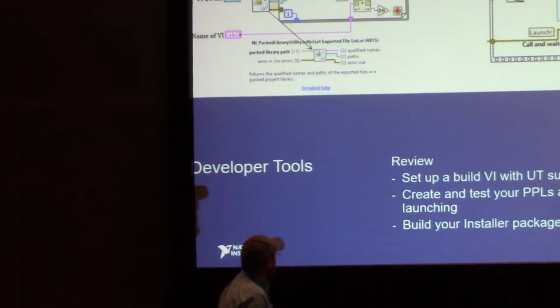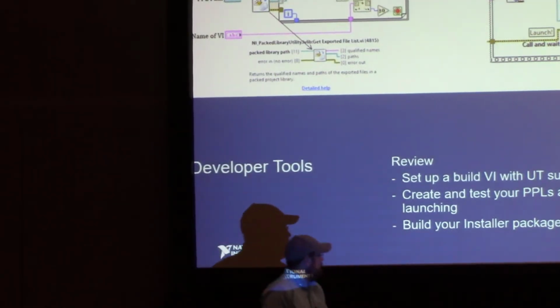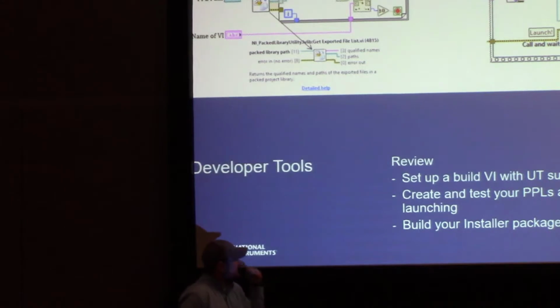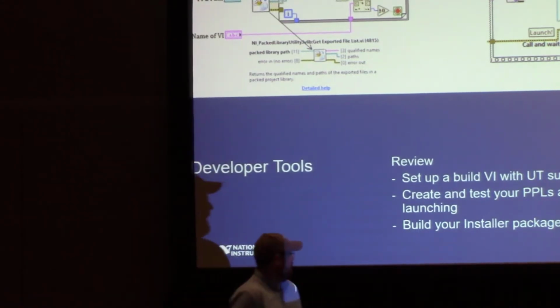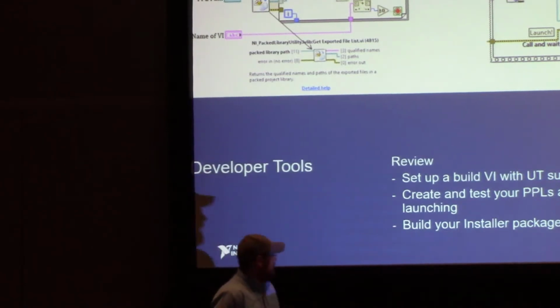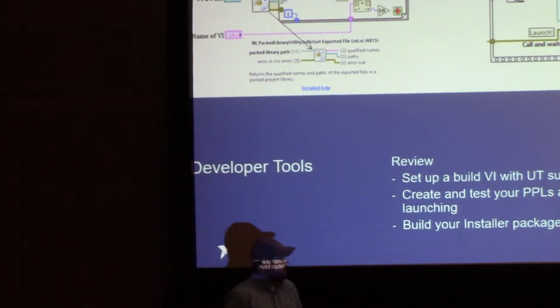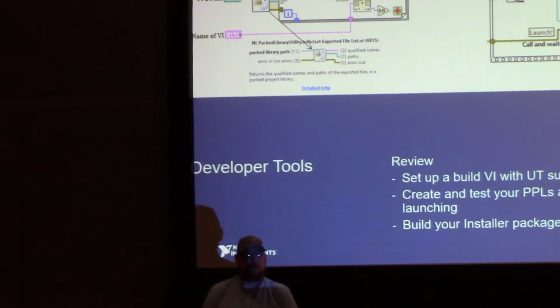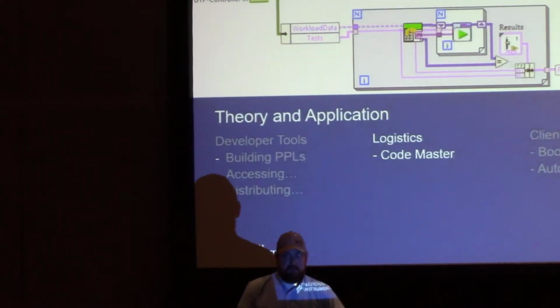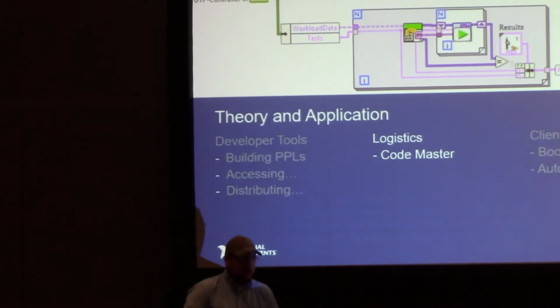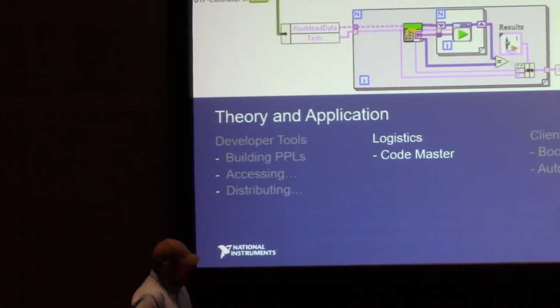All right, so just a quick review of what we went over. The things you're going to need on the developer tool side, you're going to need a setup to be able to do automated builds with a unit test framework. You're going to need to be able to create and test your PPLs using dynamic VI launching, so you're going to need some kind of code to do dynamic VI launching. And then lastly, you're going to need an installer package with your pack project library and your Bootstrap that we're going to talk about here in just a minute.